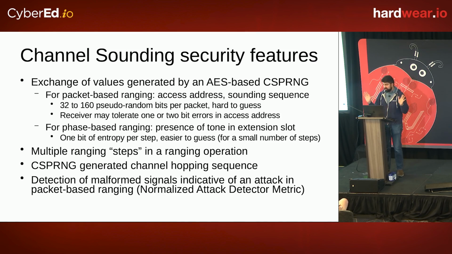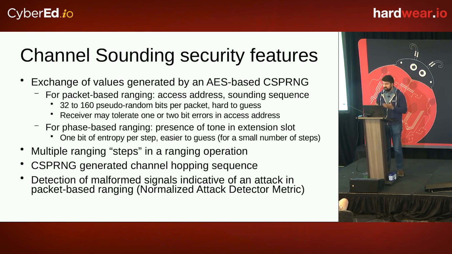The security of channel sounding is mostly built around an AES-based pseudo-random number generator. You have a key exchange happen earlier. That's sort of outside the scope of channel sounding itself. And then there are a lot of different things that are dependent on the outputs of the pseudo-random number generator. For packets, there is always the access address, which is 32 bits, and then you have either the sounding or random sequence, which can range from either nothing, 0 bits, up to 128 bits.